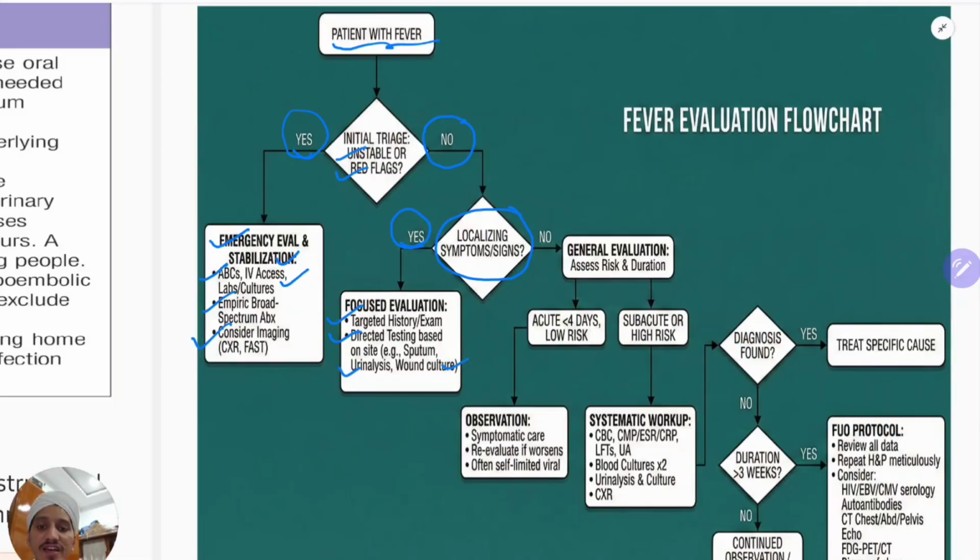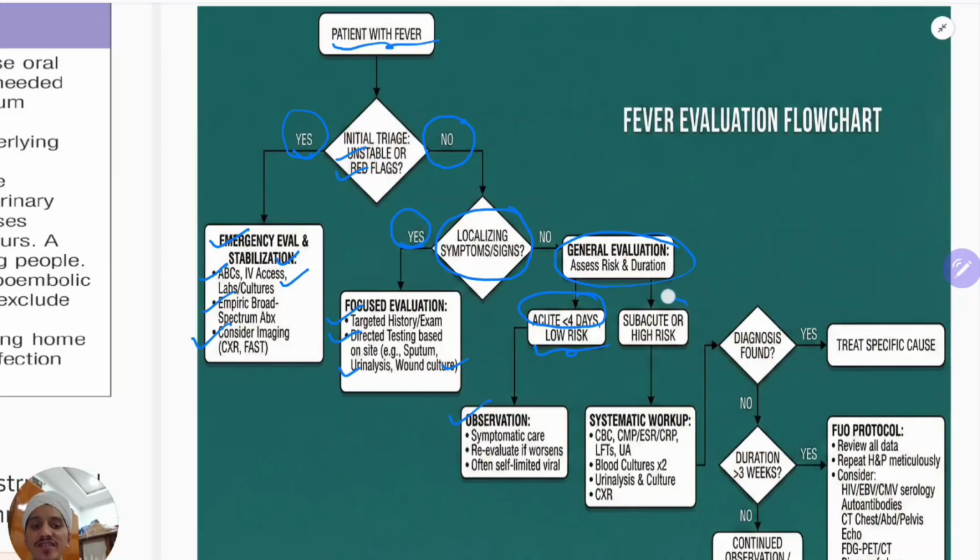Okay. If there are no localizing symptoms or signs in the patient, then you assess the risk and duration of fever in this patient. If the duration of fever is less than 4 days and there are no localizing symptoms and signs, and the patient is at low risk, meaning no red flags, then you should observe for 4 days. After 4 days, you can plan for investigations.